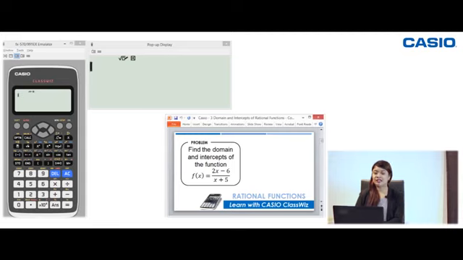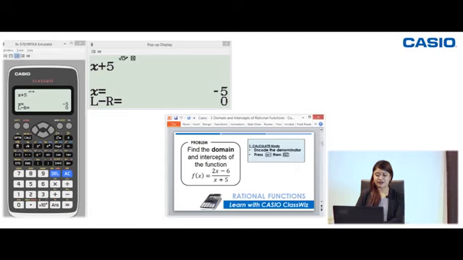We can use the calculate mode of our FX-991EX. So you just press menu and 1 to go to the calculate mode. We input the function, in this case, the denominator, x plus 5. And we press Shift, solve, and the equal sign. This gives us x equals negative 5. This is the value of x that makes our denominator 0.